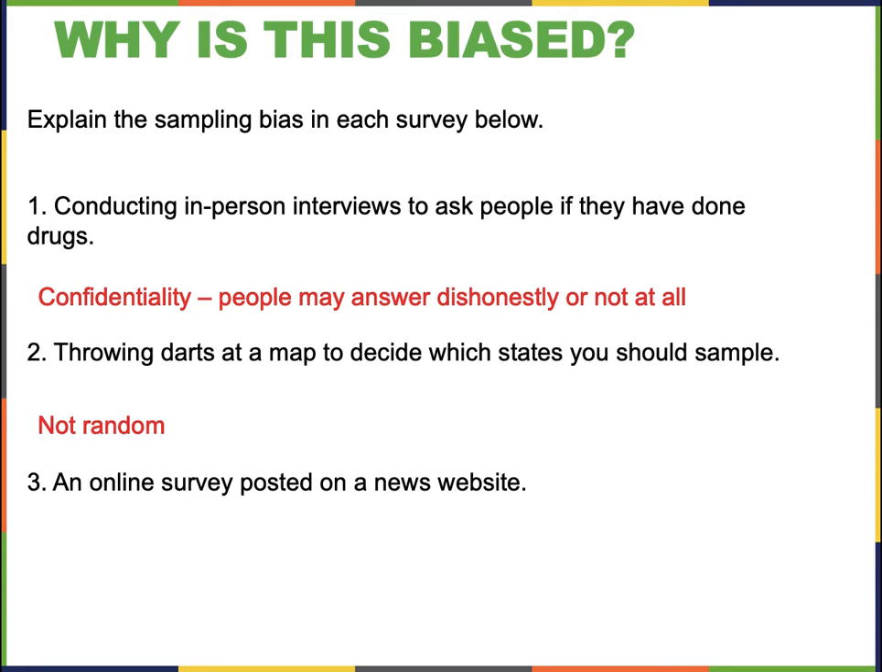Then for the third example, let's say you want to conduct an online survey posted on a news website. We talked about this before. The issue, again, is self-selection. Only people who feel strongly motivated enough to go out of their way and visit the website, complete the survey, will do so. So you are likely to get an overrepresentation of strong opinions.